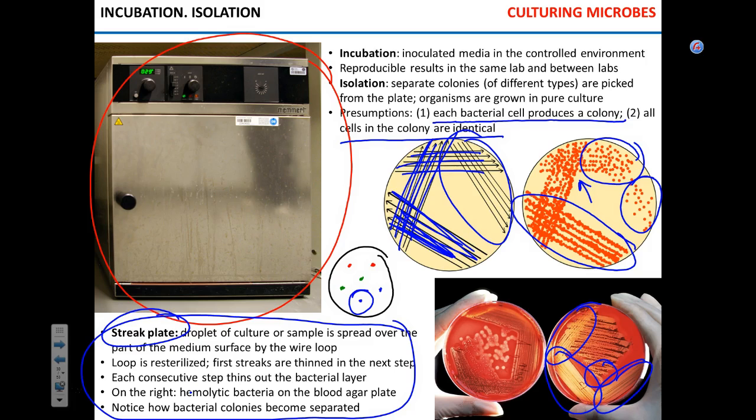Anyway, streak plate allows you to thin out the initially dense population to get separate colonies, so you can see if your initial sample was actually pure. Does that make sense? Okay, can we move on?